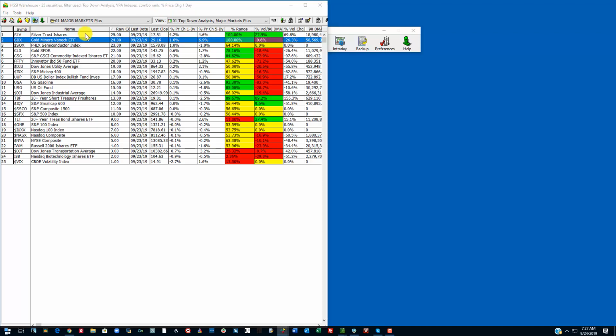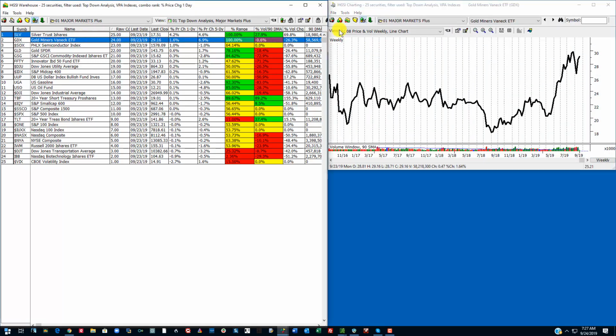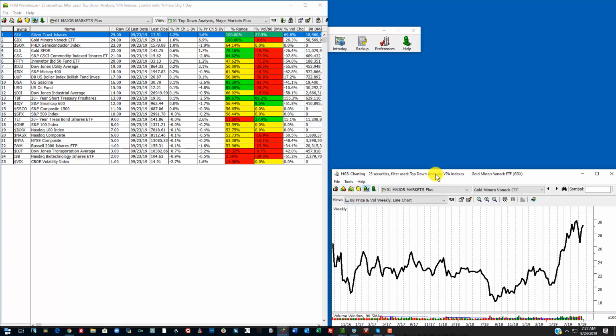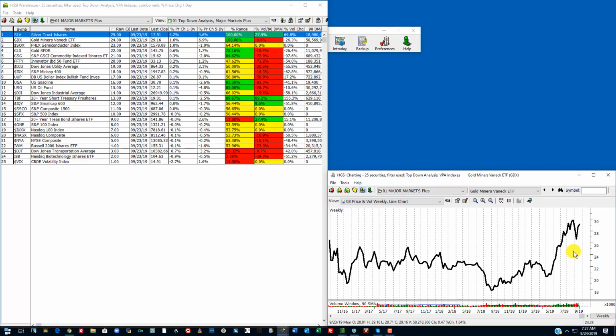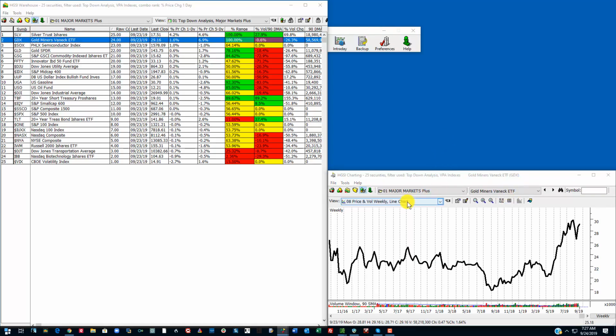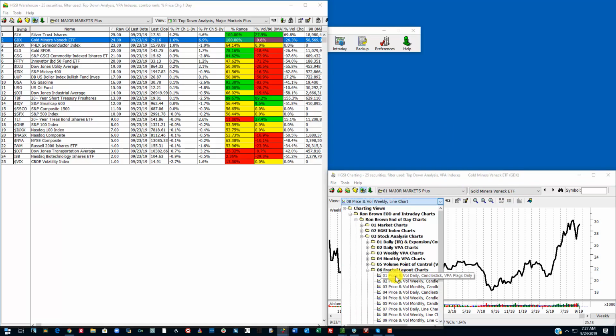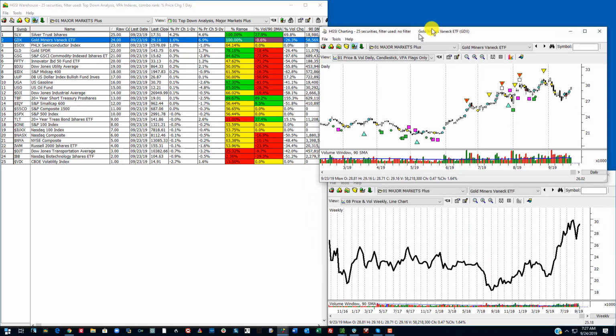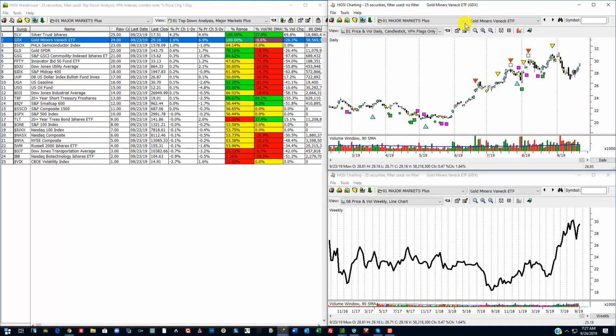Now I'm going to fill out my layout. I want this one just to go down to the bottom, so you just double click and it stays there. This is a price and volume weekly chart. It's a line chart, and I'm going to bring up another charting window, and I'm going to what I call my fractal layout charts. It's a daily chart. I just put it up here. By double clicking it, you can see that the windows snap into place.